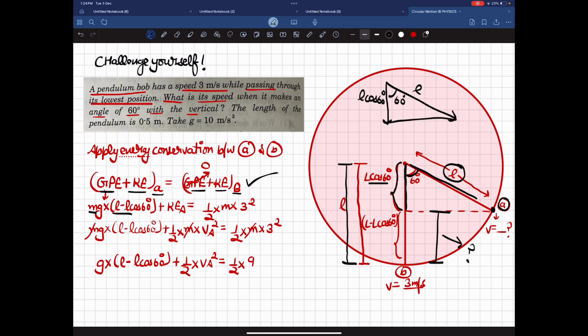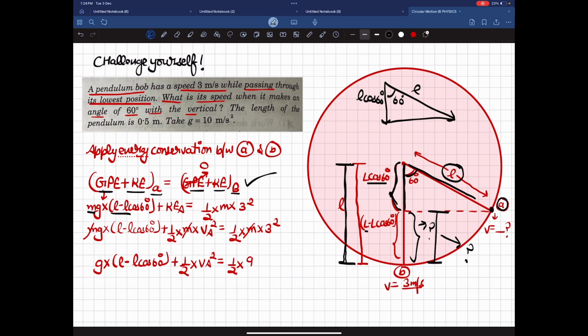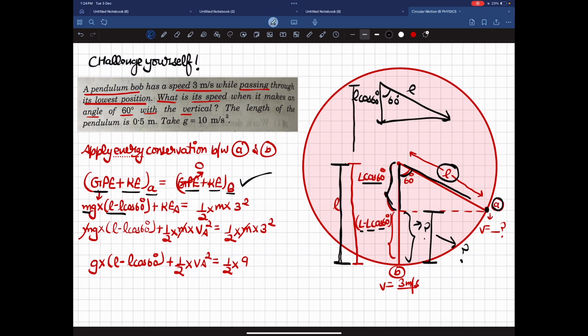Now, just think about it. You know the total length is L, and you know this section is L cos 60. You need to find the other section, this one. This is the one you need to find. So what will this be? This will be L minus L cos 60, right? You are given that this is total L and you need to find this section. So what does the math say? L minus L cos 60. This should be the height, right? So in place of height, I have substituted L minus L cos 60.